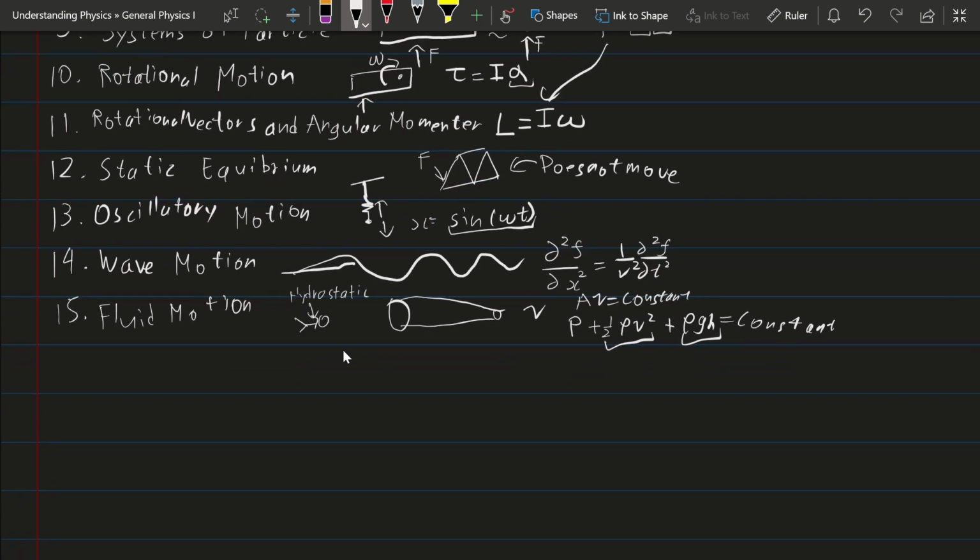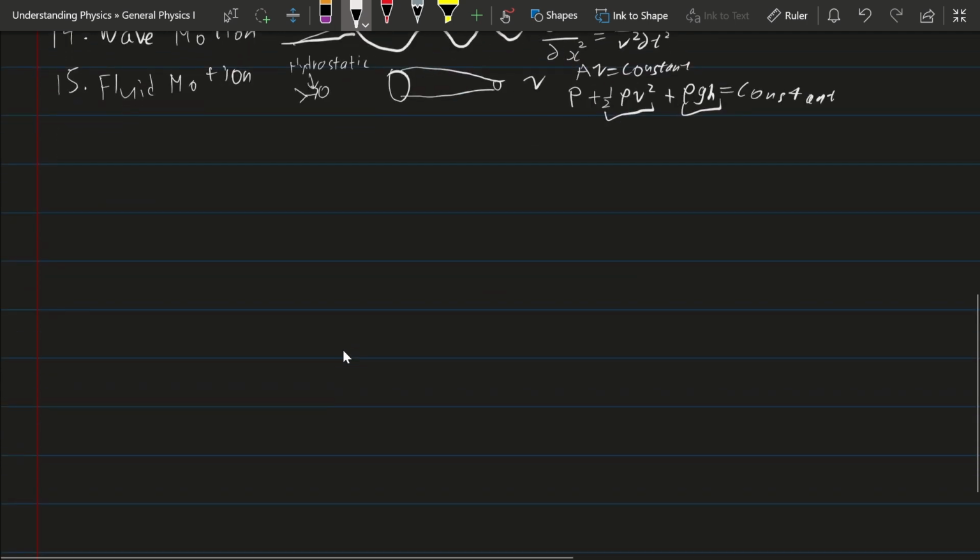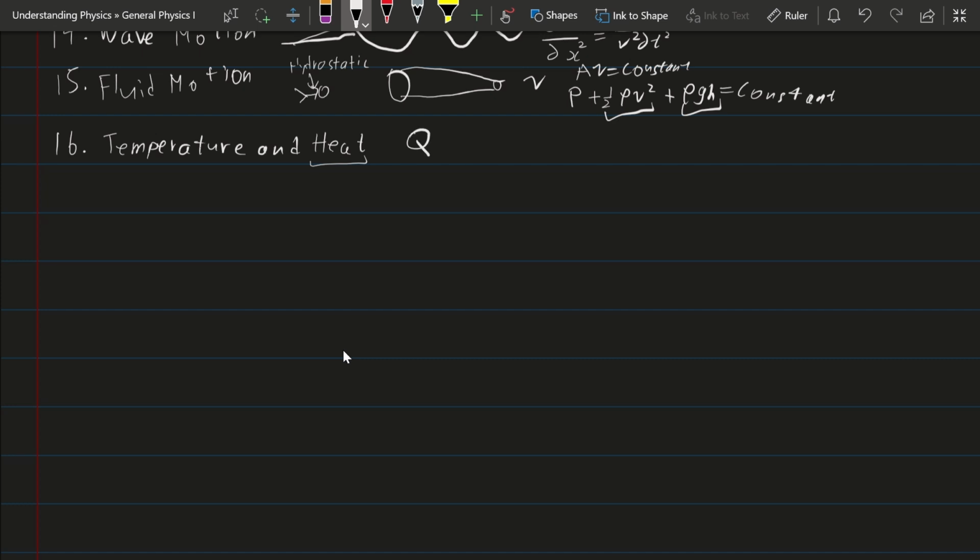After we talk about fluids and the systems of particles, we want to discuss heat. And this is where the chapter on temperature and heat comes in. In this chapter, we will define what a temperature is as well as what heat is, which is a form of transfer of energy, Q. The next chapter talks about how materials behave under certain conditions.